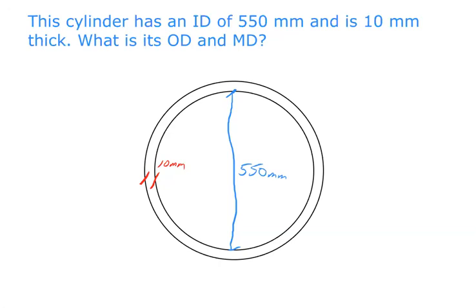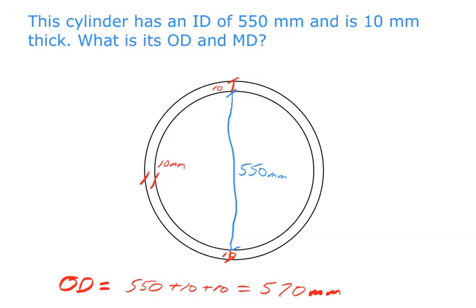Well, the outside diameter, if it is 10 thick, that means it's 10 thick here, and it's 10 thick here. That's going to get us to the outside, and that plus 10 will get us to the outside there. So 550 plus 10 plus 10 equals 570 millimeters. That was the outside diameter. So the outside diameter is the inside diameter plus the two thicknesses.